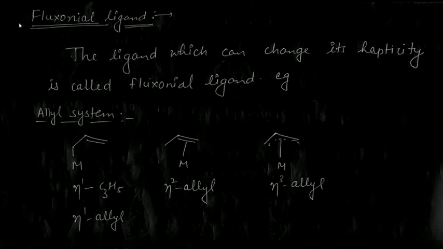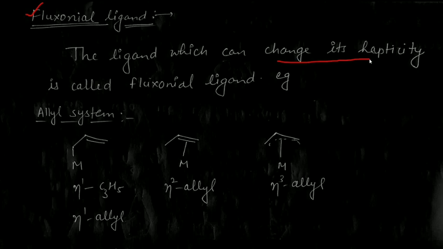Now we will discuss fluxional ligands. What is a fluxional ligand? A fluxional ligand is a ligand which can change its hapticity, and hapticity is the number of donor atoms of the ligand directly attached to the metal. A fluxional ligand can be explained by this example of the allyl system.